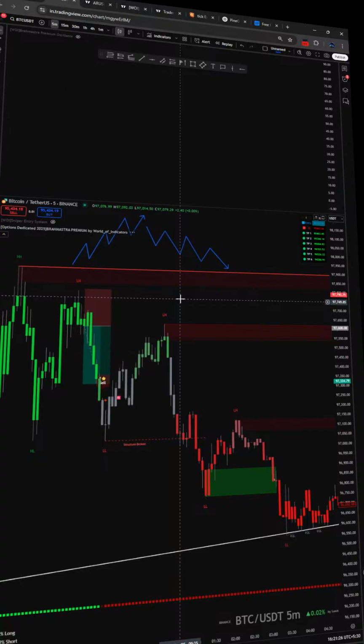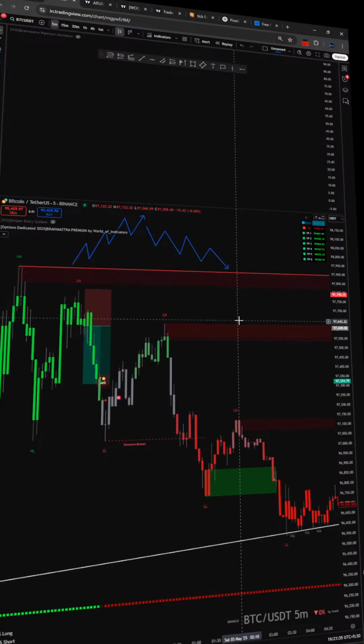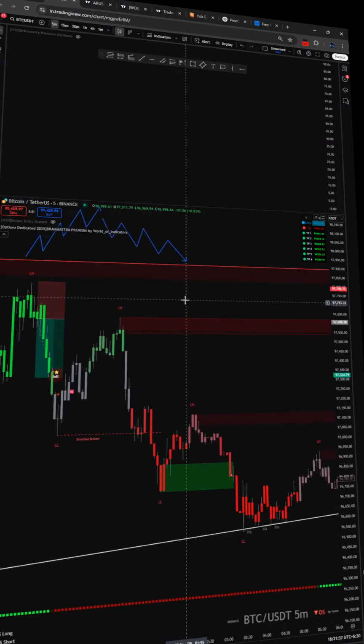Also, if you want more confirmation, you have to wait for higher low, lower high, lower low, lower high. Here two consecutive lower highs formed. You will wait for another confirmation.